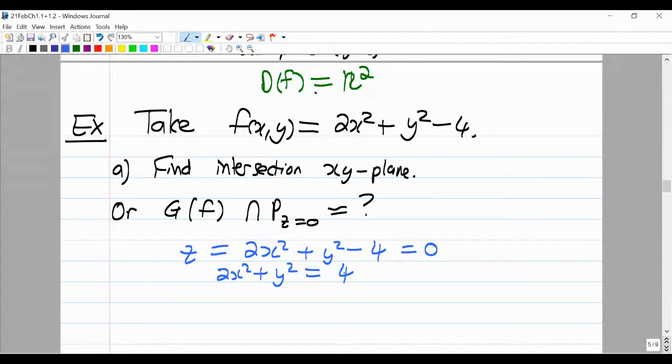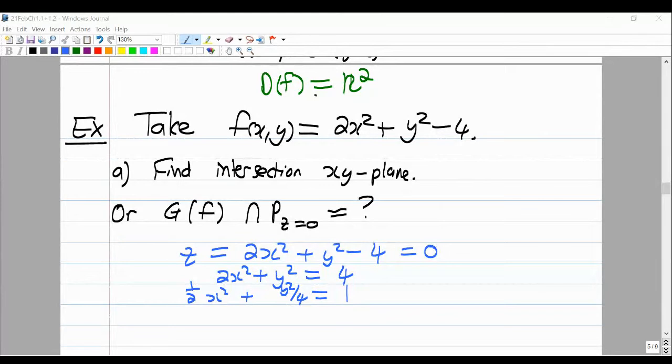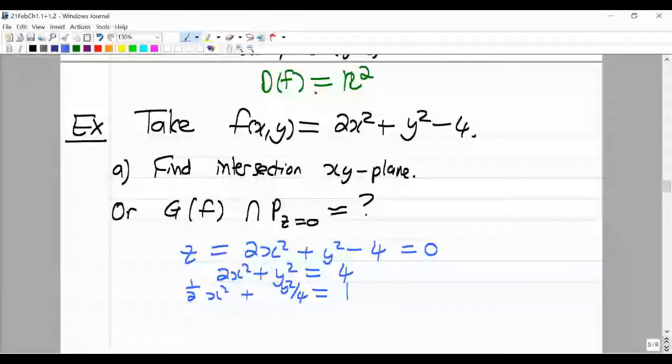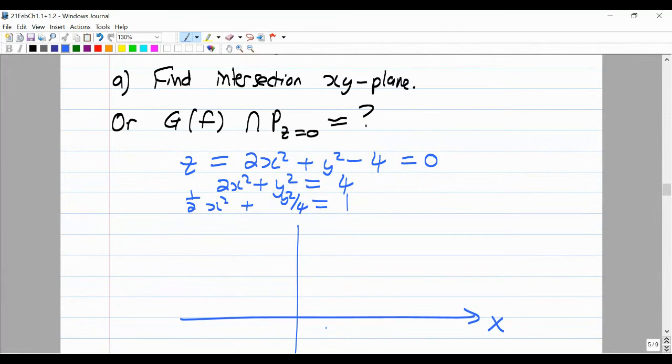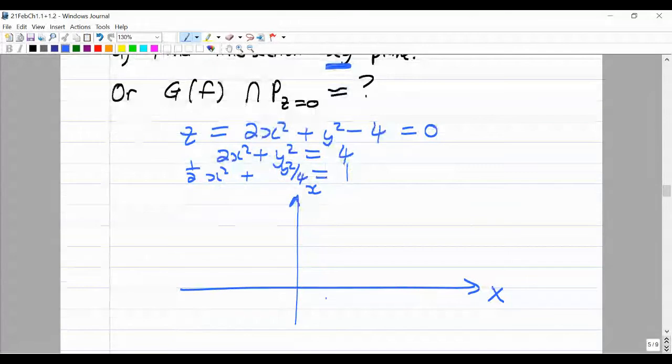Who can tell me what this famous shape is? You know this. Yes. Remember, I told you, you've got to remember everything from first year mathematics. This is a famous shape. It's an ellipse. So we can sketch this ellipse quite easily. Label your axes appropriately. So we're doing the xy plane, so that's the x-axis and that's the y-axis.